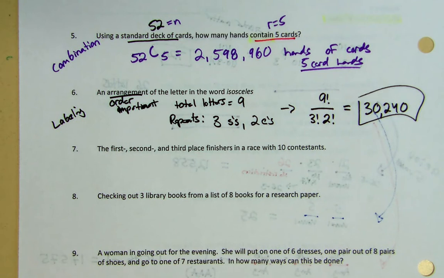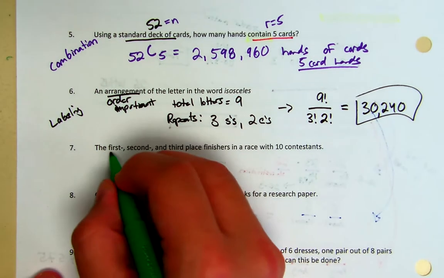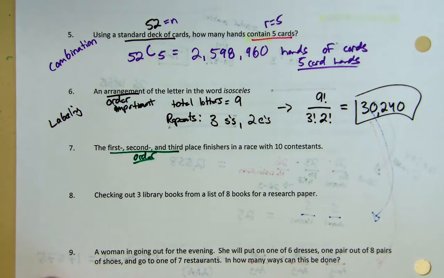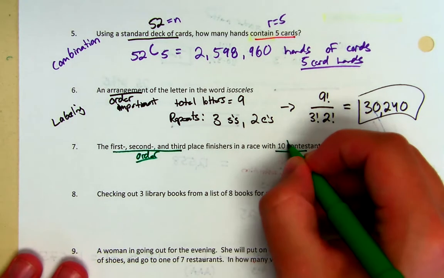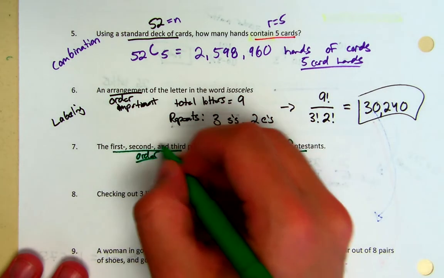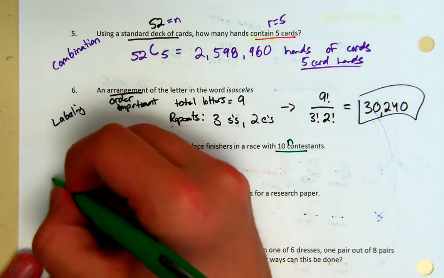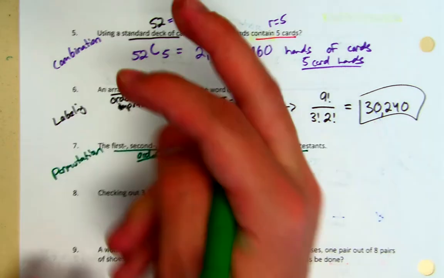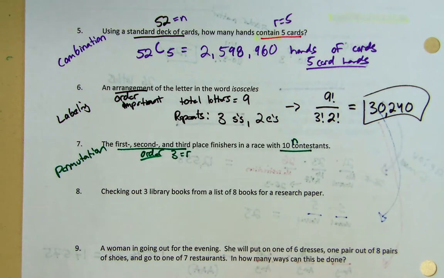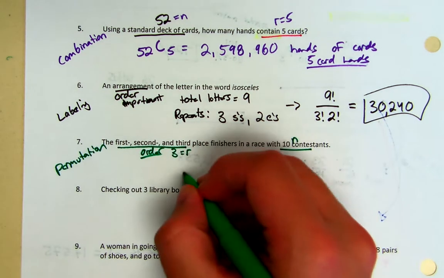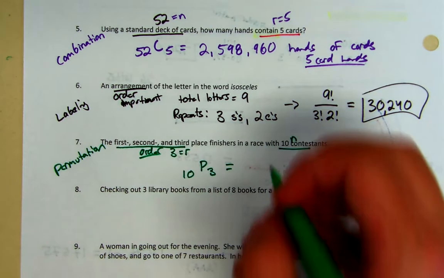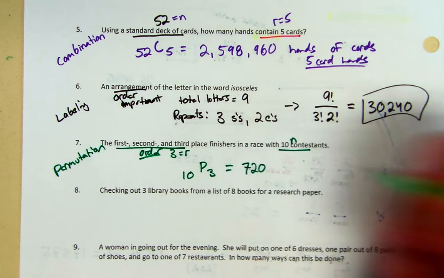Alright, next thing. First, second, and third order. And we've got 10 contestants. That sounds like N. There's 3 positions, so that's R. So we've got a permutation. How do I know that? Again, the order was important here. So I've got 10, I am picking 3. I think we did that one on the front. That's 720 different ways.